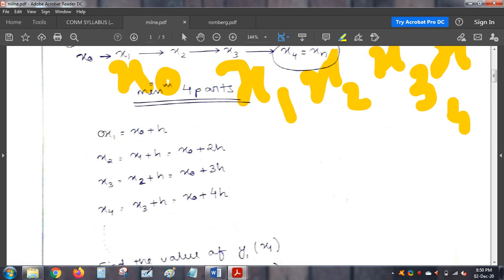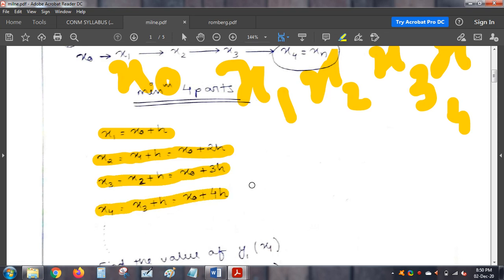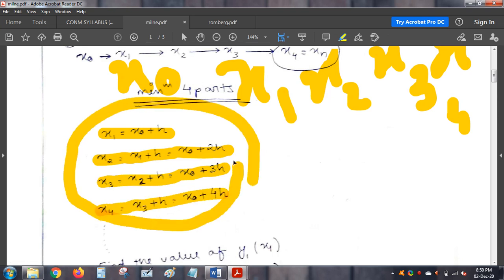So what is your x1? x1 is your x0 plus h. What is your x2? x2 is your x0 plus 2h. What is your x3? x3 is x0 plus 3h. What is x4? x0 plus 4h. You already know how to calculate this, isn't it?